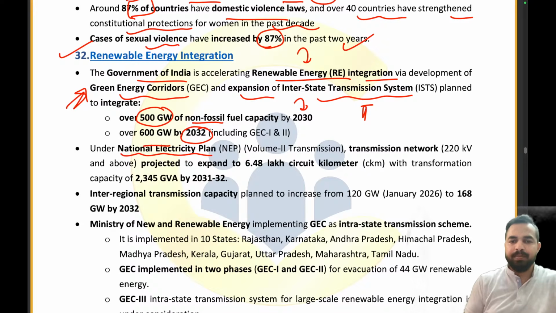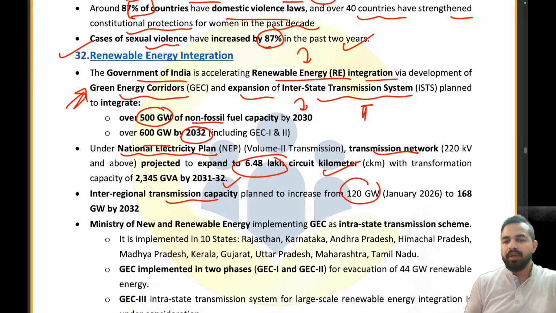Under the National Electricity Plan, the transmission network is projected to expand to 6.48 lakh circuit kilometers with transformation capacity of 2345 GVA by 2031-32. Inter-regional transmission capacity, we are planning to increase from 120 gigawatt in January 2026 to 168 gigawatt by 2032. See guys, we are required to go through these numbers a little bit. Government of India is doing this non-fossil fuel capacity. By 2030, what is the number we are achieving? 500 gigawatts, and by 2032 600 gigawatts.